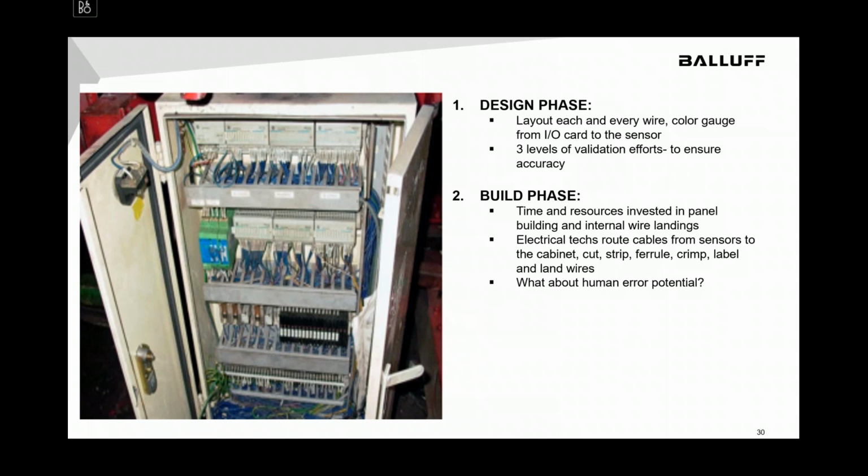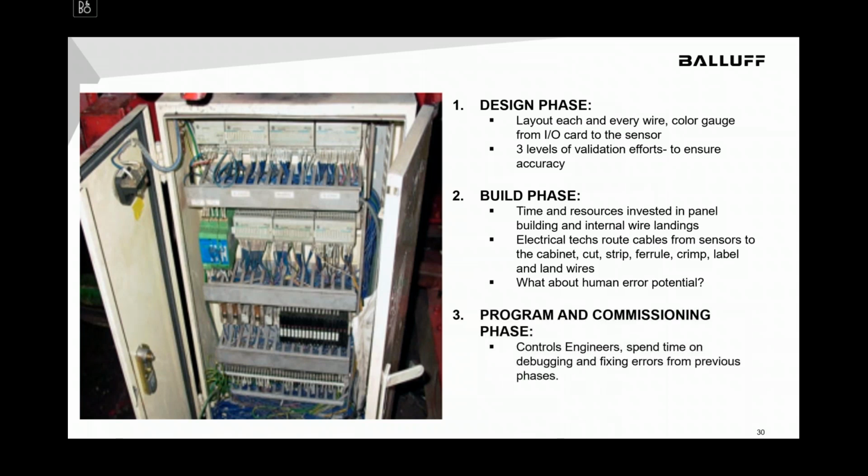It's 6 or 7 minutes per landing, and it leads to a lot of human error potential. When the controls engineer comes onto this machine for the program and commissioning phase, they are spending their initial time debugging problems from the first 2 phases so that the machine is at least ready to be programmed. Throughout this whole process, we wasted a lot of time. Our customers aren't paying us for debugging those issues in the build phase or design phase. So how can we cut that time down?